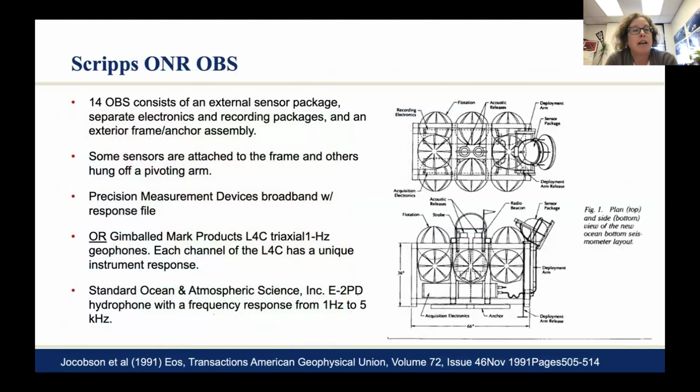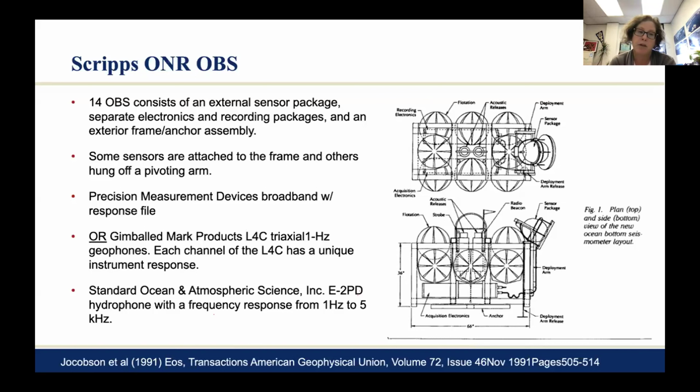Okay, so this was the very last experiment for the Scripps ONR OBS, right? This was prior to the creation of the current version of the US OBS instrument pool. At the time, there were 14 of these OBS. They had an exterior frame anchor assembly, right? They worked on flotation by glass balls. Some of the sensors would hang off the side with a rotating arm pivot. Some of the sensor packages were directly connected to the frame.